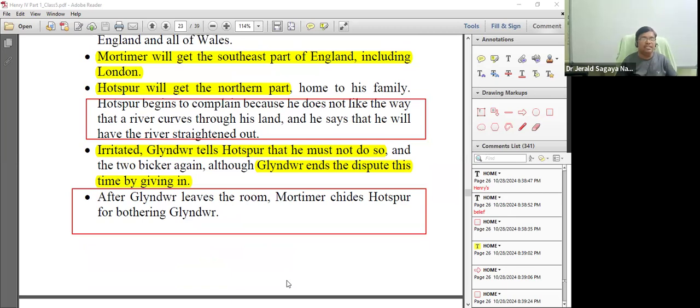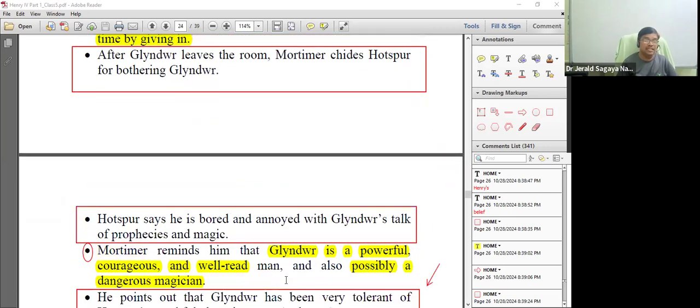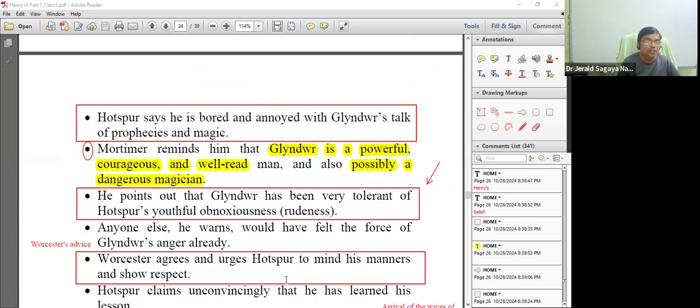And you find Mortimer comes to Hotspur and he is telling him not to bother Glendower, his father-in-law, because Glendower is a man who is very, very mystical, a mysterious person, a man with supernatural power. He is possibly a magician. With his magical powers, he can do anything. If you are too much irritating him, he may not lend his help. When he does not lend help, I cannot also lend my help.